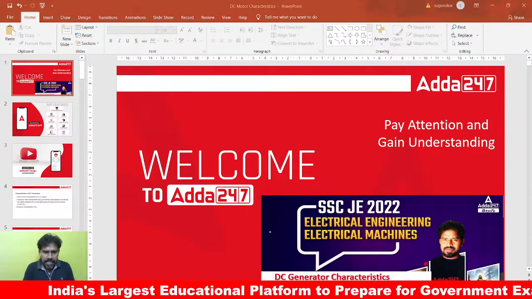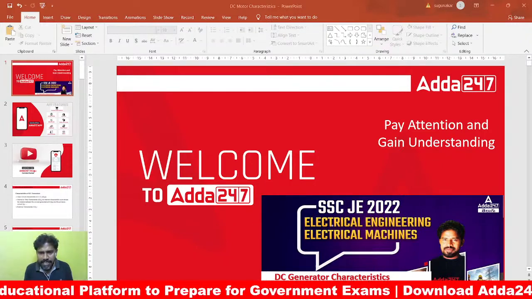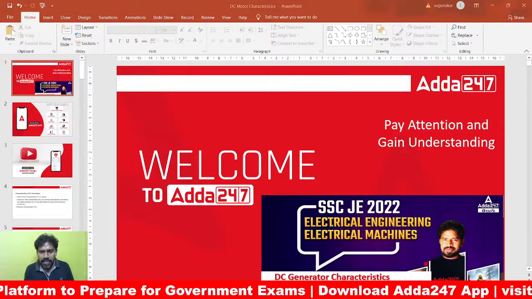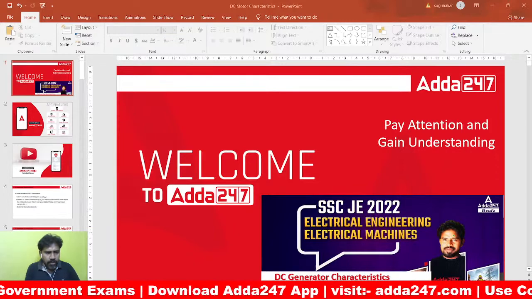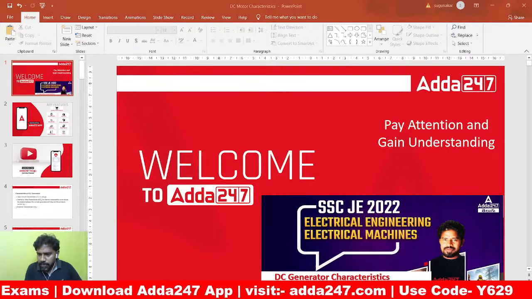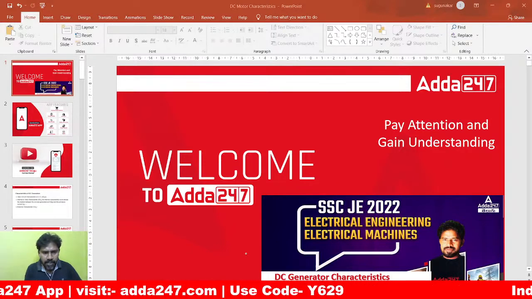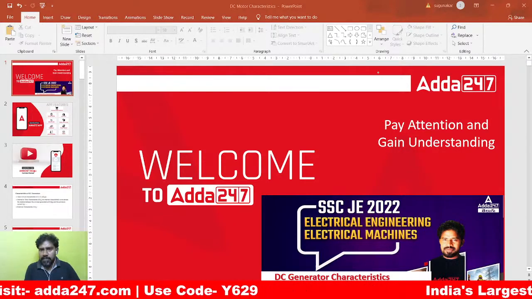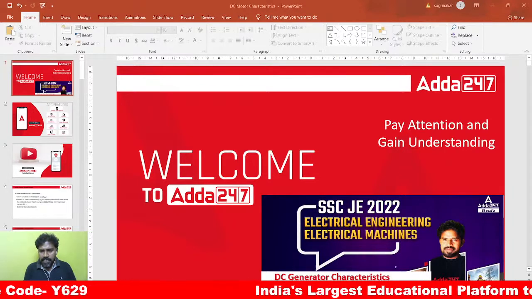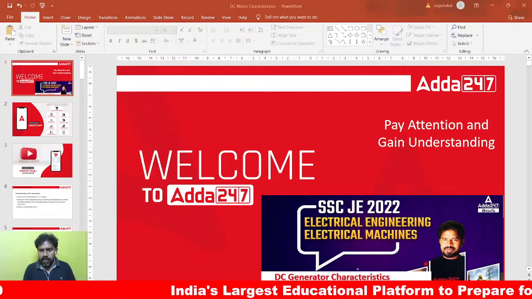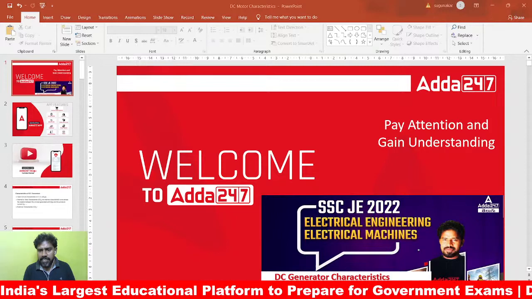So the external characteristics curve lies below the internal characteristics of the DC generator, by an equal amount of voltage drop due to copper losses. Okay, so simply you can see what it is saying here. The open circuit characteristics is above, then internal characteristics, then external characteristics.